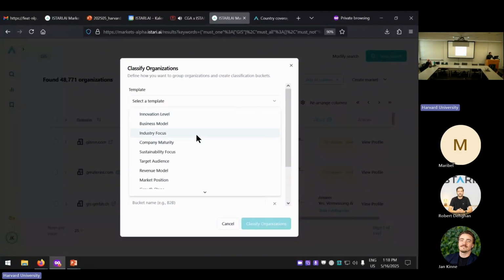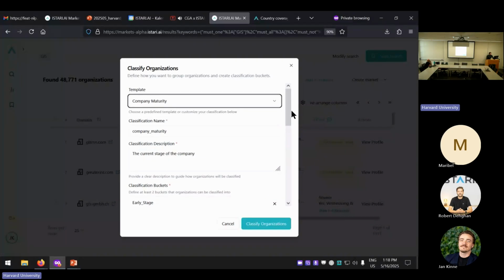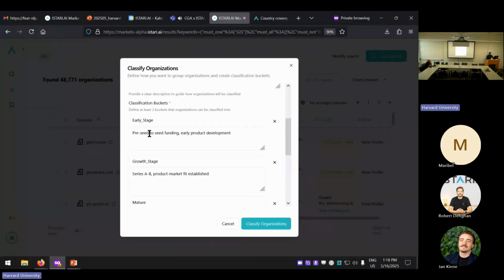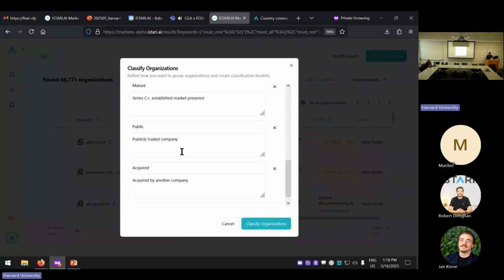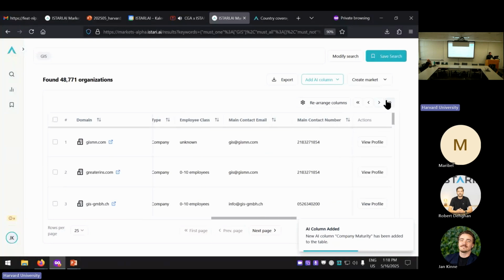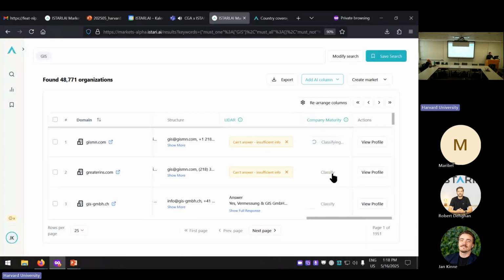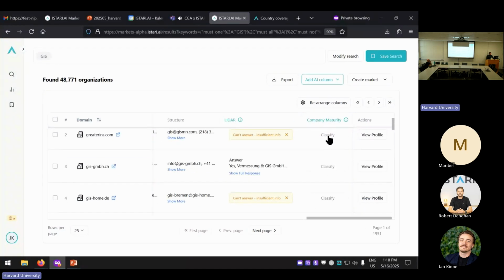Or I can use one of those predefined categories here. So for example, we have company maturity, where we have the classes early stage, so that's a pre-seed to seed funding company, growth stage, mature, public, acquired, and so on. So this is what I can do. I can go here and say, okay, please also classify this one for me.